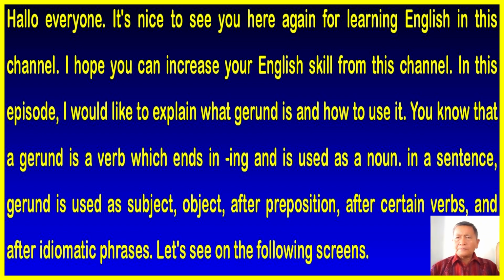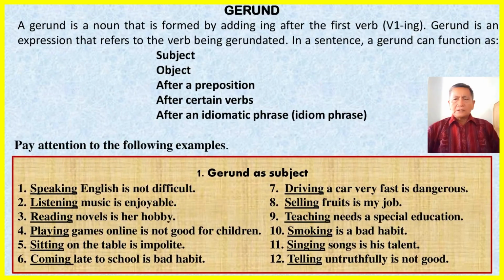In this episode, I would like to explain what gerund is and how to use it. You know that a gerund is a verb which ends in ing and is used as a noun. In a sentence, gerund is used as subject, object, after preposition, after certain verbs, and after idiomatic phrases. Again, let's see on the following screens.